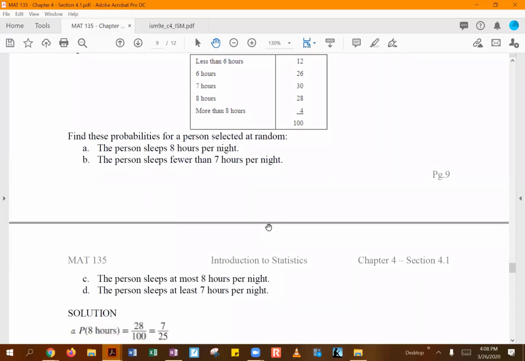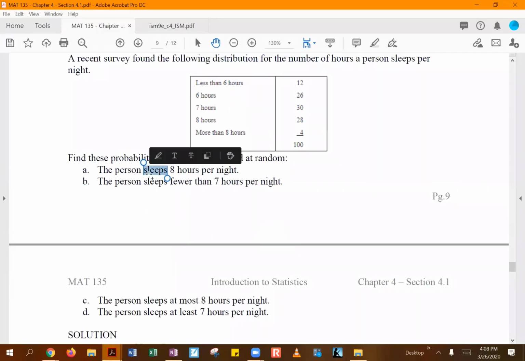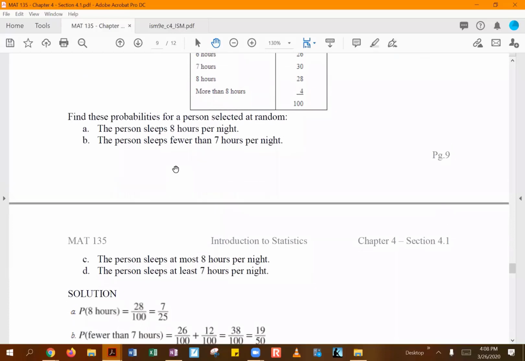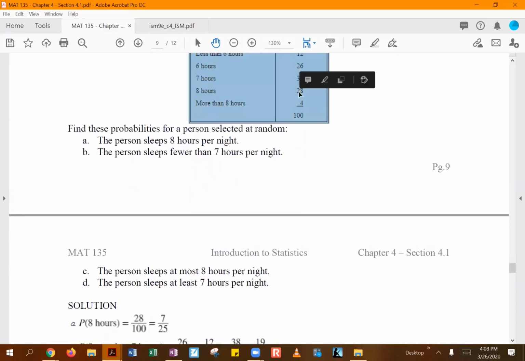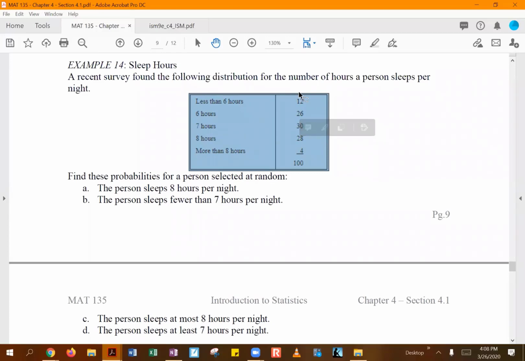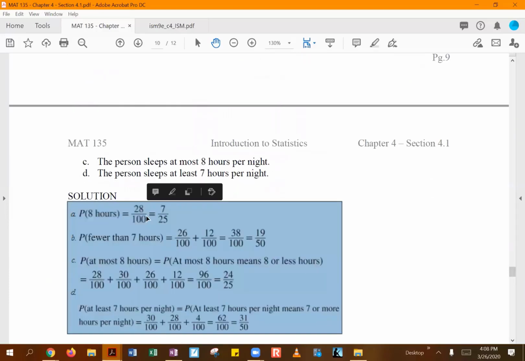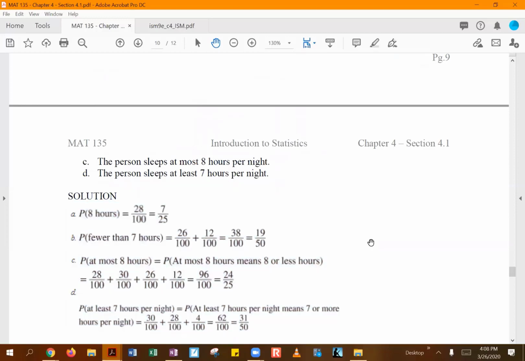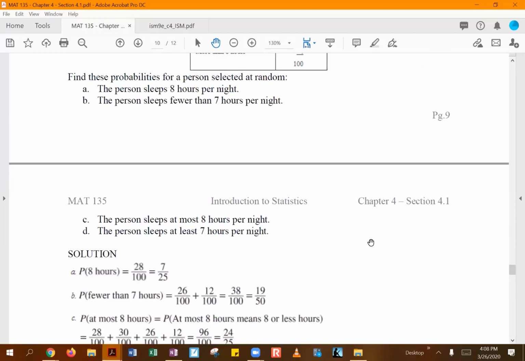So let's take a look at our questions here. They want to know what's the probability if you select a person at random that this person sleeps 8 hours per night. So this person who sleeps 8 hours per night is of course going to be right here, the 8 hours, which is 28 out of 100. So you would do 28 out of 100, and you would have 7 out of 25 for the number of people who sleep 8 hours per night and what that probability looks like.